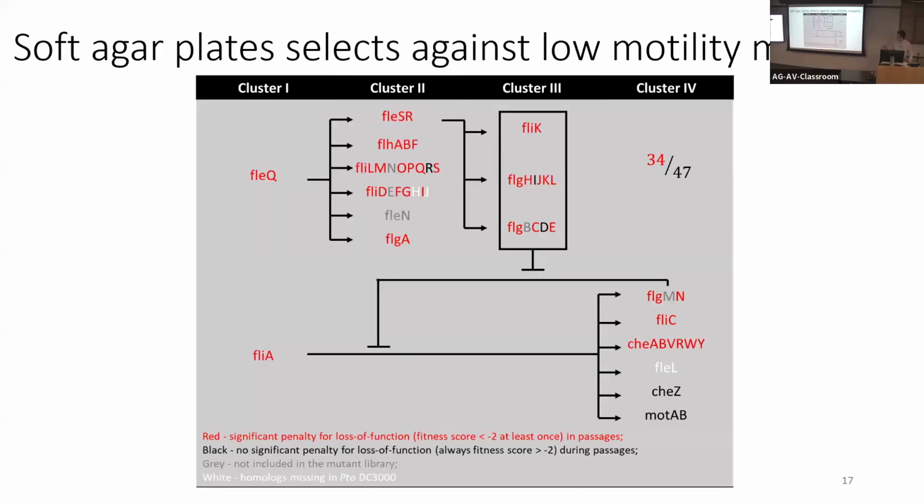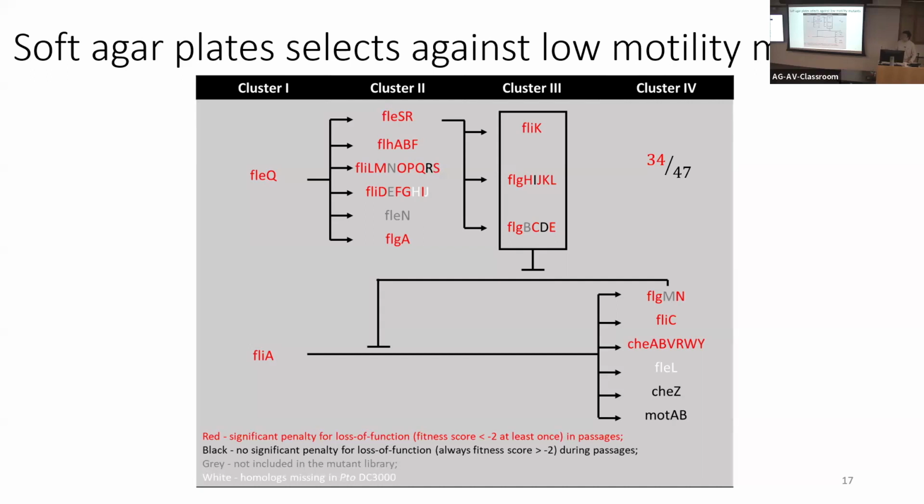But in the end, what we found is we actually hit quite a lot of motility genes. So here I'm showing you the 4 tiers of flagellar motility regulation that is present in Pseudomonas aeruginosa, and I'm transplanting that here onto the DC3000 genome. Here you can see some of them are in white. Those are the ones that are missing homologs in our strain. The ones in gray are the ones we didn't find in our mutant library at all.